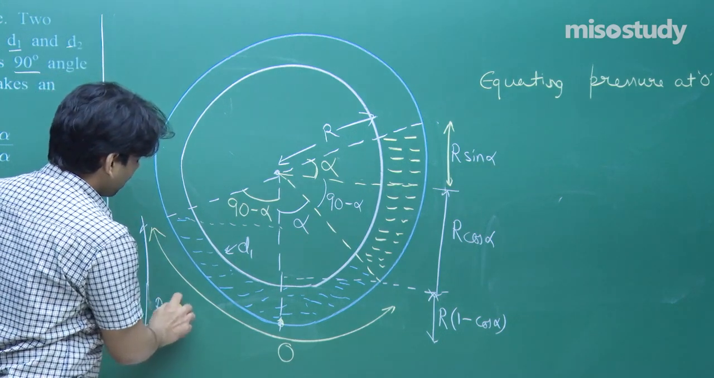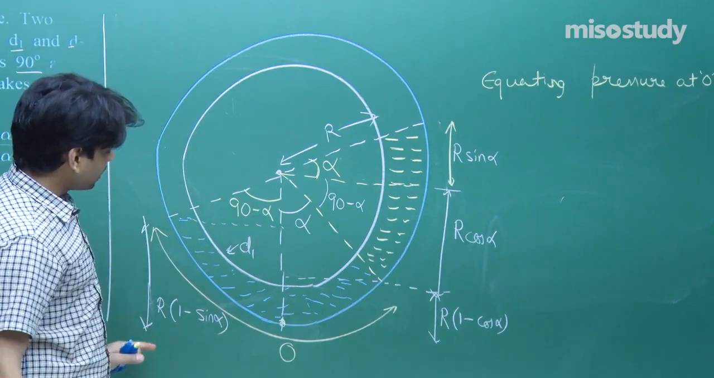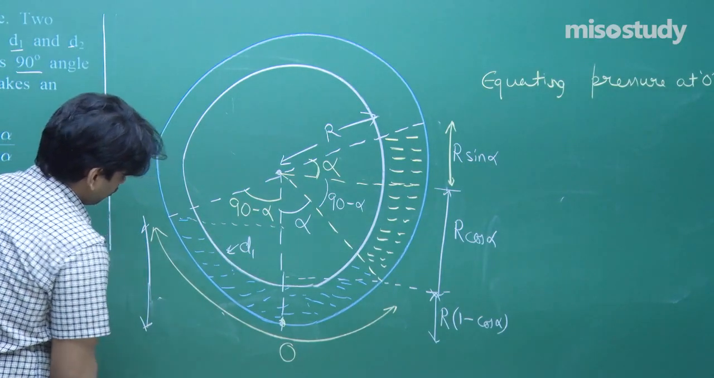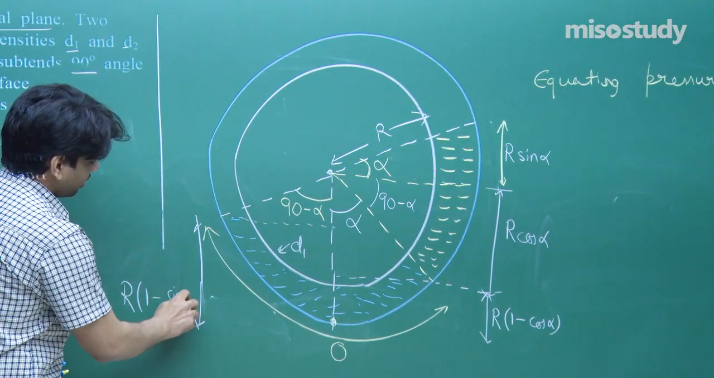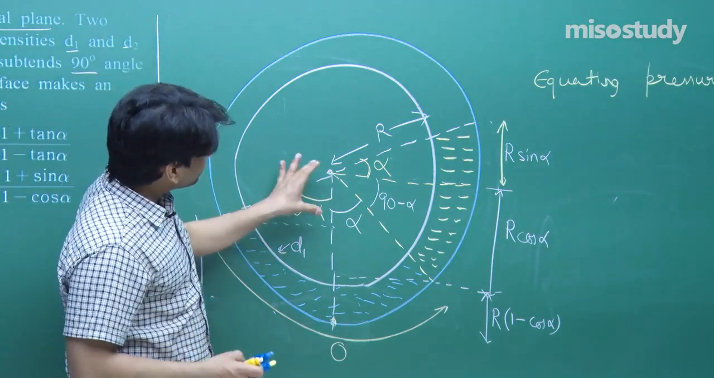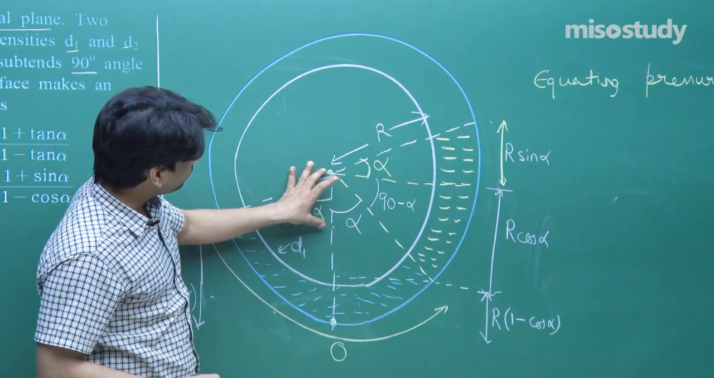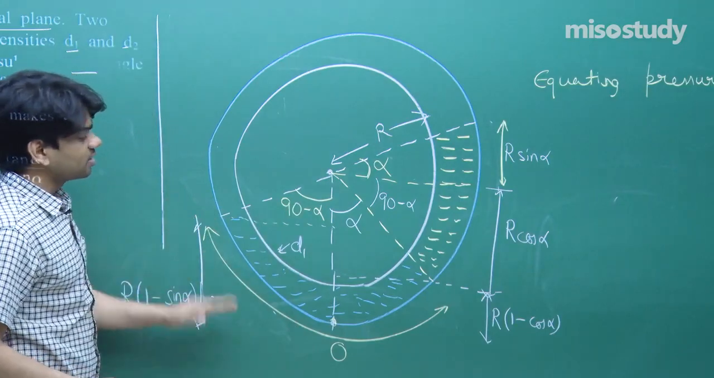It will come out to be R(1 − sin α). Hope that how we have reached this height would be clear to you all. R(1 − sin α). This should be clear, because this height will be R cos(90 − α), that will be R sin α. So R sin α, you remove from R, so you will get R(1 − sin α) as this height.